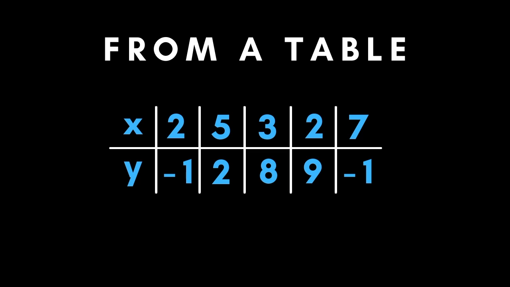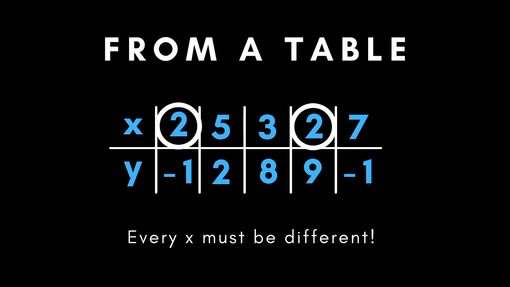When given a table, every x value must be different for the table to be considered a function. In this case, there is more than one x value of 2, so this table is not a function.